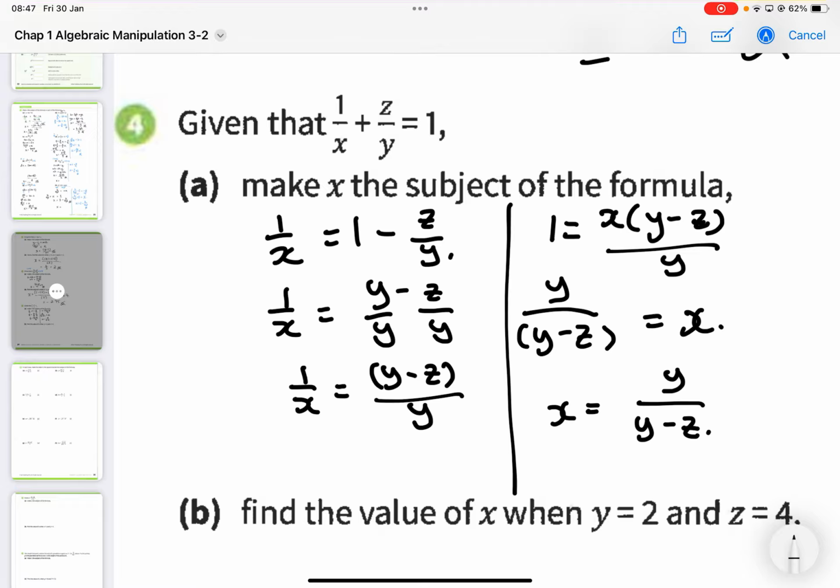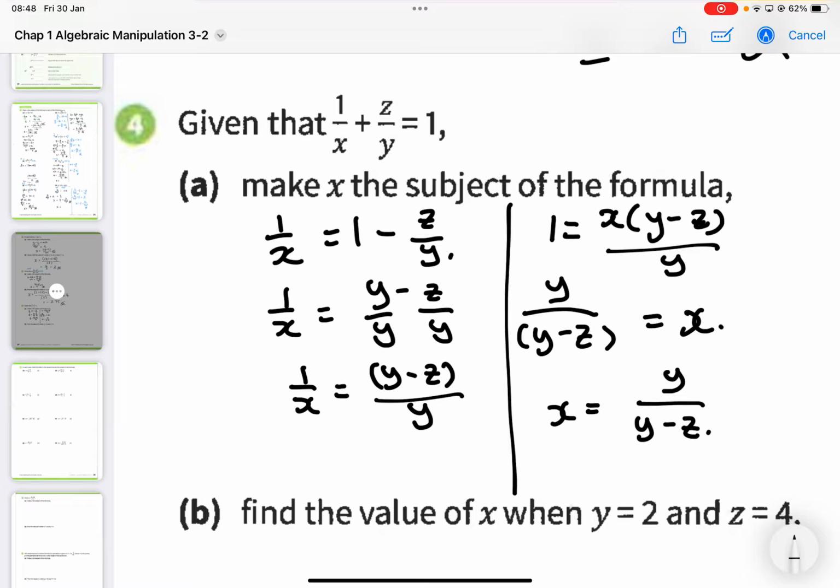Okay, question 4 is not common. They usually won't ask you like that. But the idea is still the same. My x is with this fraction, so I want to isolate it. So I move the other term across first. Then I simplify. Then after that, if I make it into a fraction, then same as what you do already.